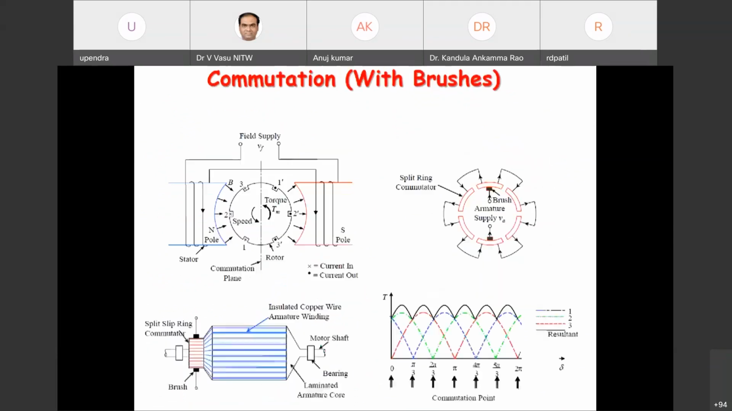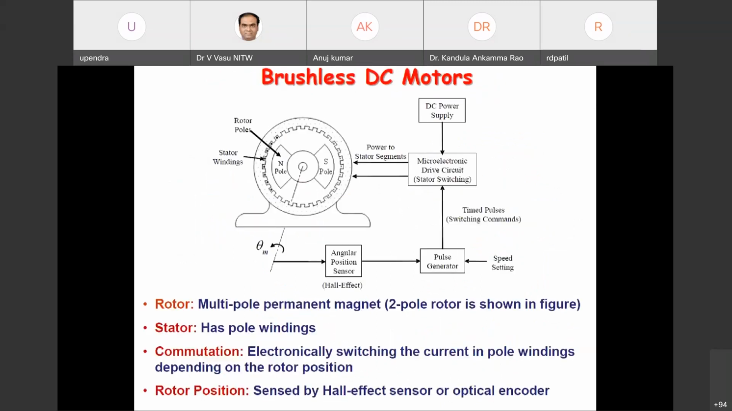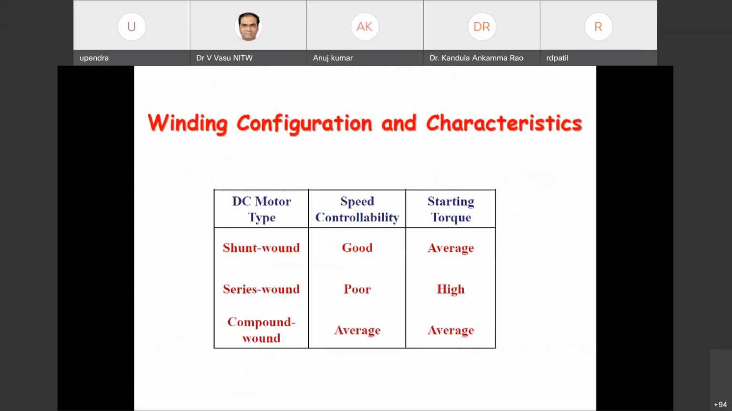You know that one. Okay, so in this particular DC motor, we have the brushed one and the brushless one. In the brushed, the slip gauges will be there, and in the brushless the slip gauges will not be there. That is the main difference.